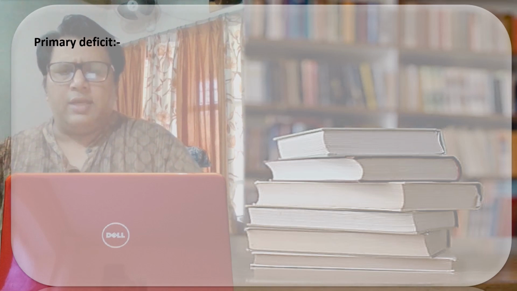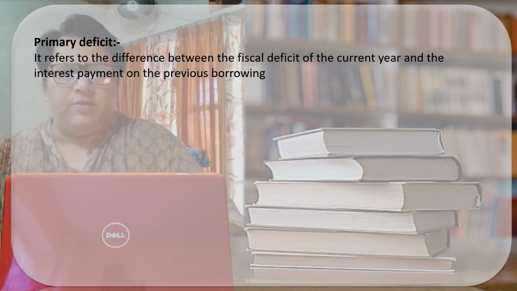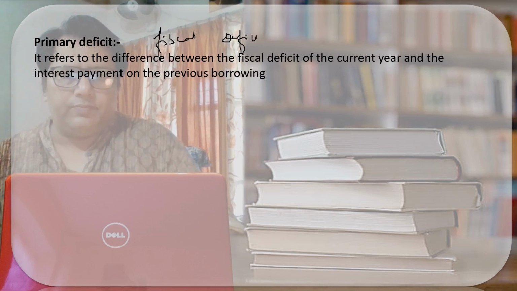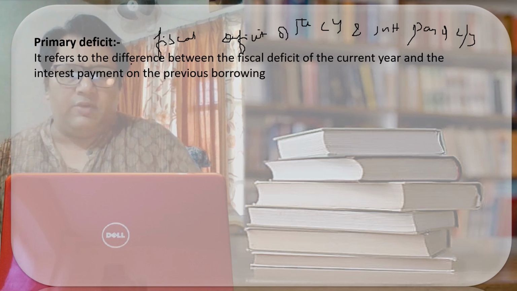Now let us discuss the next important topic, that is the primary deficit. The question is, what is primary deficit? Always remember, it is the difference between the fiscal deficit of the current year and the interest payment of last year. So what is primary deficit? Primary deficit is the difference between the fiscal deficit of the current year and the interest payment of the last year.